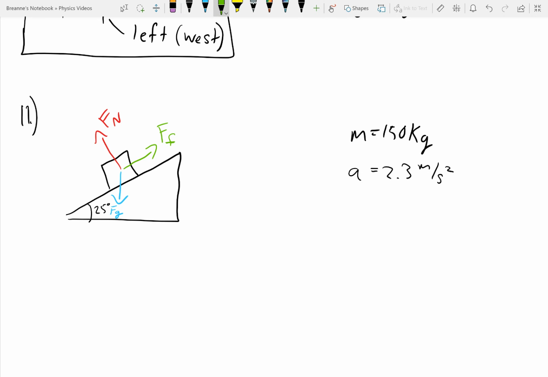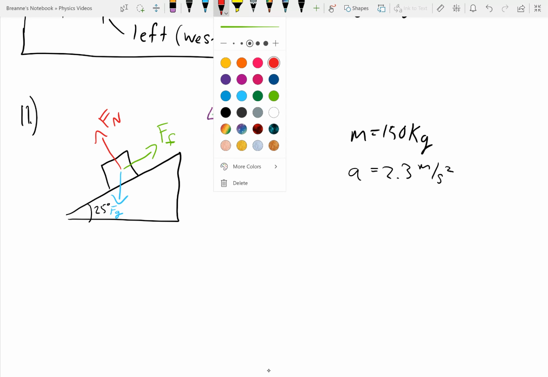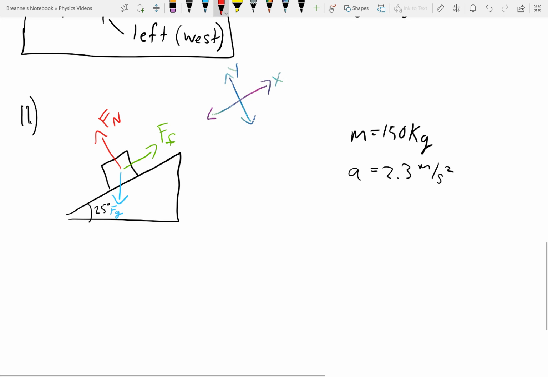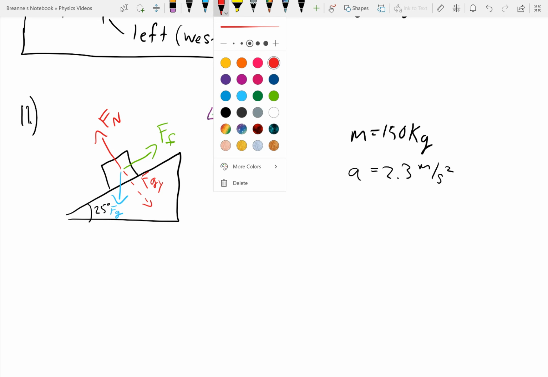Now, because we like to make life easier, we're going to kind of change up our frame of reference. So everything that's going in this direction is going to be your x. Anything going in this direction is your y. So therefore, our force of gravity is now at an angle. So we have to break it down into its x and y directions.